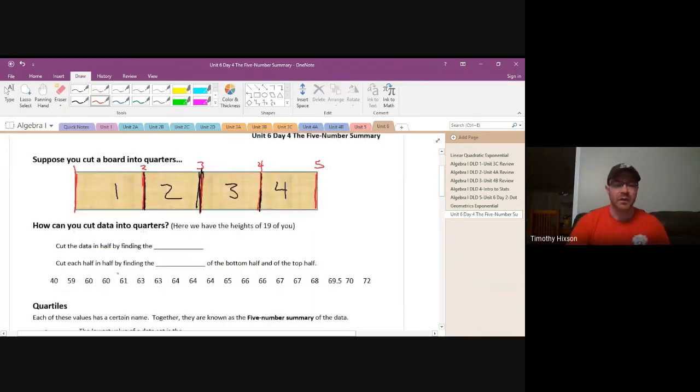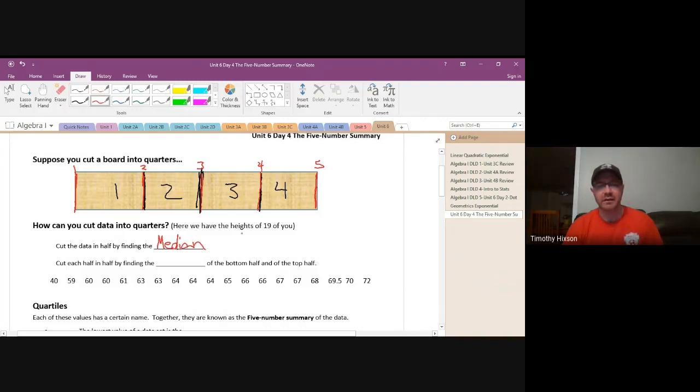So I took some of the data that we collected the other day. I found 19 of your heights. The smallest one, somebody was 40 inches tall. The tallest one was 72 inches tall, and we have all these different heights in the middle. So how are we going to cut data into quarters? Well, we're going to do it the same way we cut this board. First of all, we're going to cut it in half, and we're going to cut it in half by finding the median.